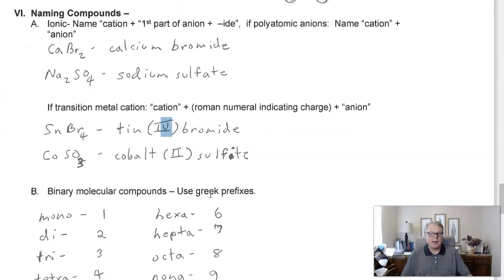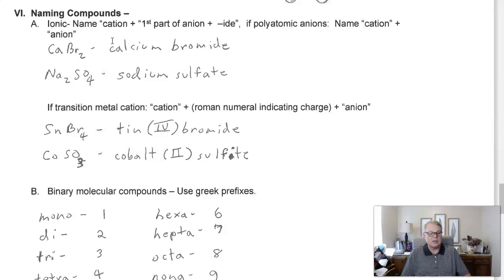How you name compounds depends on what type of compound it is. All right, if it's an ionic compound, it has a certain nomenclature or way you name it. So how does that work? Well, in an ionic compound, what you do is you name the cation first. Remember, the cation is the positively charged ion. And then you name the first part of the anion, and then you slap an "ide" on the end of it. Okay? If it's a polyatomic ion, you don't have to put the "ide" on the end of it. You just say cation and then the anion.